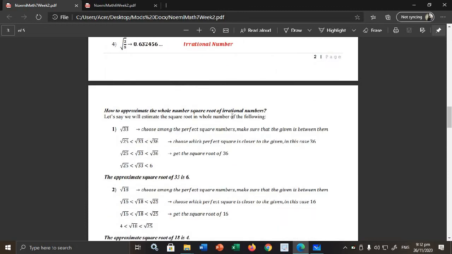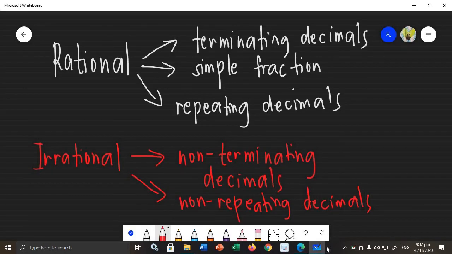Paano yung irrational numbers? Pwede ba nating i-estimate or i-approximate yung square root niya in whole numbers? Of course, we can do that. So, how do we do that, Ma'am Noemi? So, punta tayo sa board.